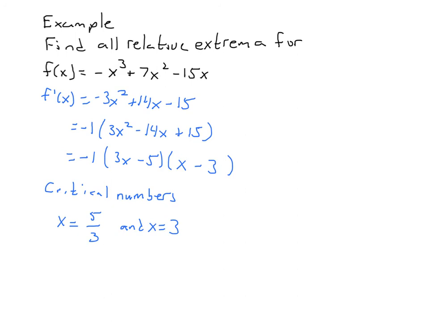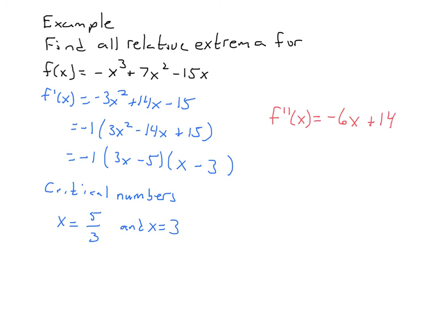So now what we want to do is use the second derivative test. We know that we can use the second derivative test because at each one of these locations, the 5/3 and 3, it does make the first derivative equal 0 and not undefined. So the second derivative test can be applied here. And in this case too, I do need the second derivative. And I know that f prime is negative 3x squared plus 14x minus 5. So I know that f double prime of x is going to equal negative 6x plus 14.